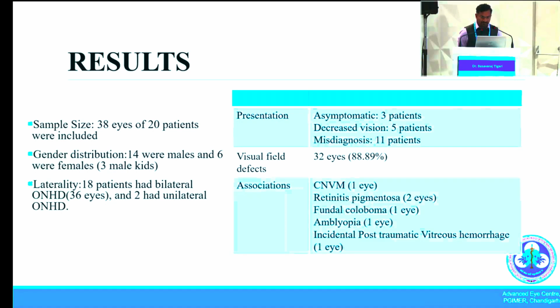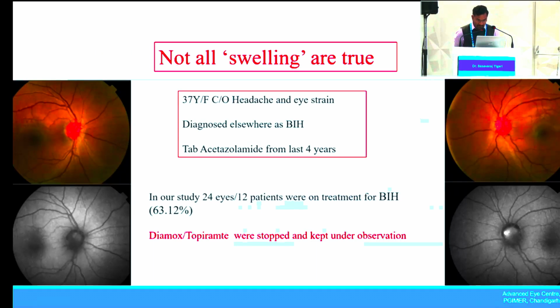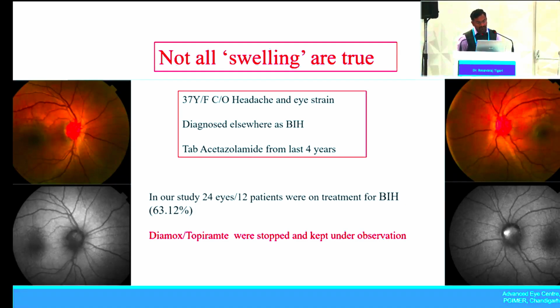About 32 eyes in the study group had a visual field defect at baseline. There were different associations in the patients with optic nerve drusen, like CNVM, retinitis pigmentosa, fundal coloboma, amblyopia, and incidental post-traumatic retinal hemorrhage. Here are some of the representative cases. Case 1 is a 37-year-old female who presented with headache and eye strain and was diagnosed as benign intracranial hypertension elsewhere and was on acetazolamide for the past 4 years.